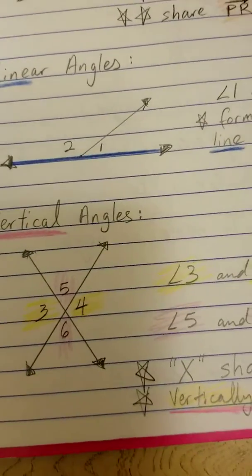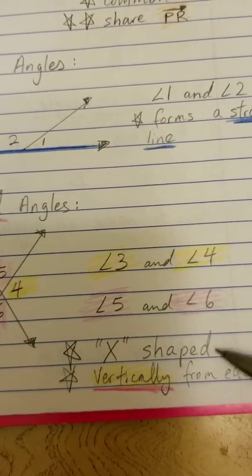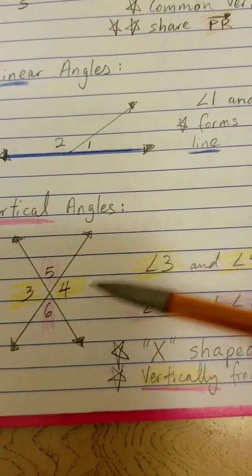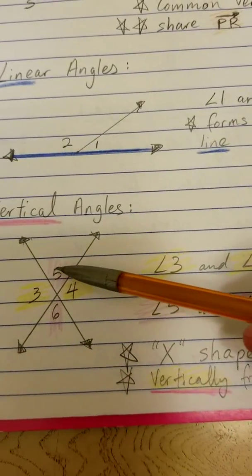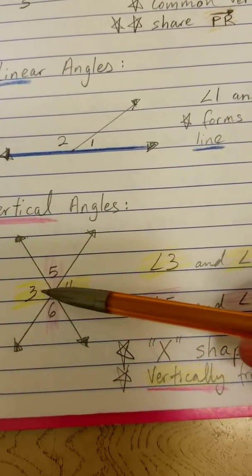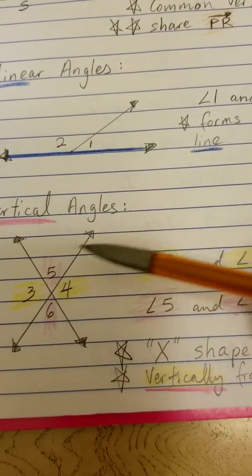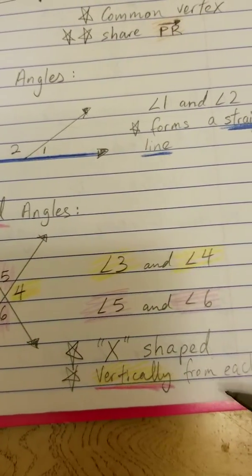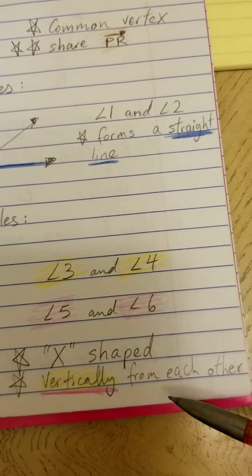So what's the point here? Whenever you see an X shape where they have angles on it, look at the angles that are vertically opposite from each other. Those angles are called your vertical angles.